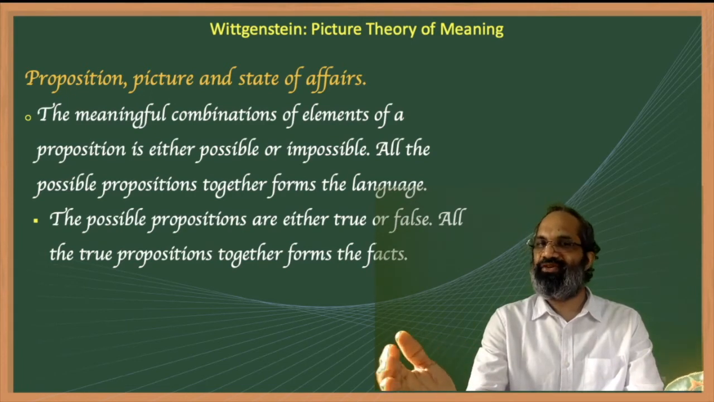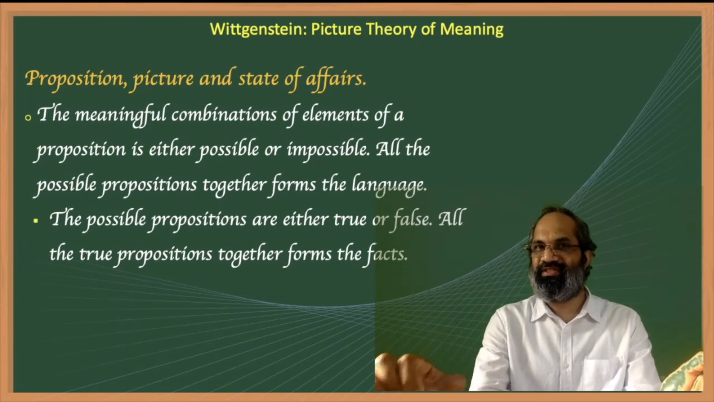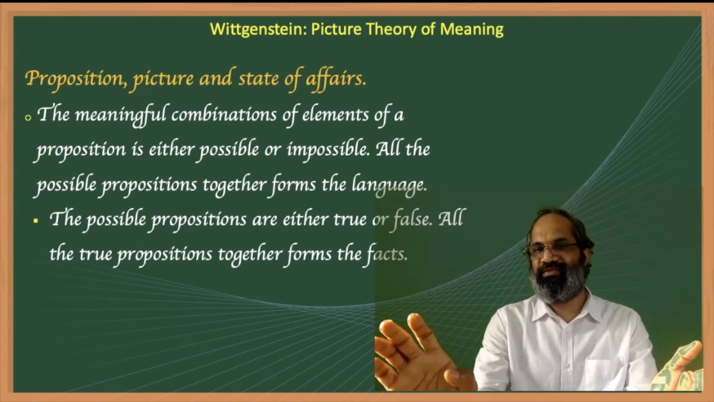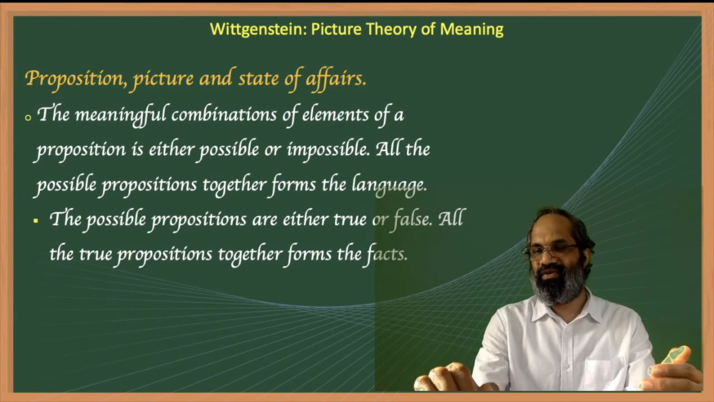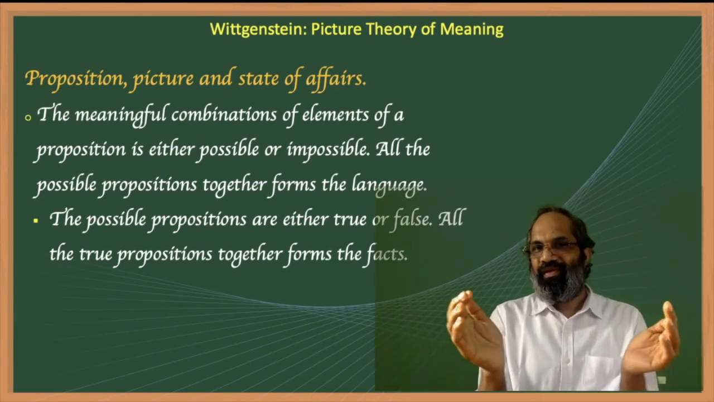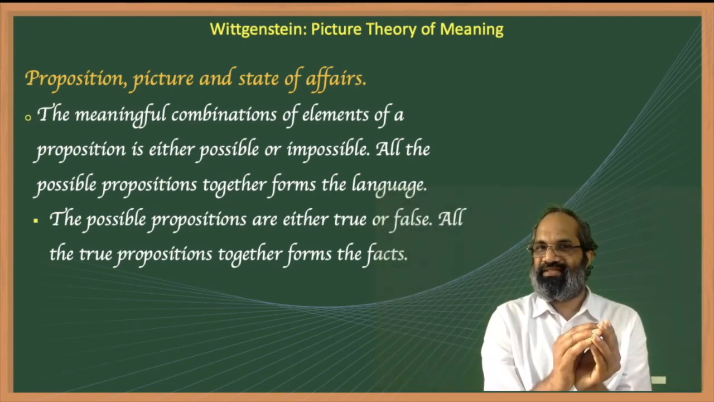So they are either true or false. Of these, the statement I told third, there is an elephant in the class, is false, as well as all students are girls is also false. The other two are true. That is, the board is green, as well as all furniture is wooden. Now, all the true propositions together form the fact.